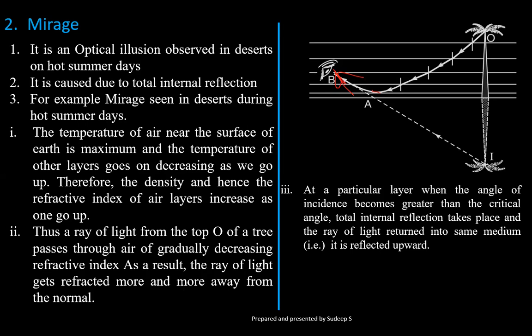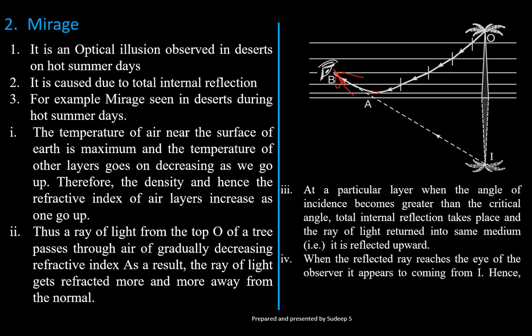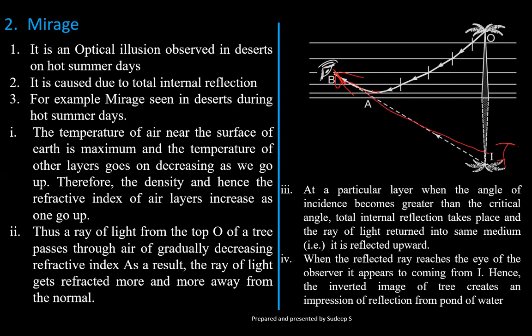Now, when the reflected ray reaches the eye of the observer, it appears to him or her that it's coming from below. Hence, the inverted image of a tree creates an impression of reflection from a pond of water. I hope you have understood the concept of mirage here.